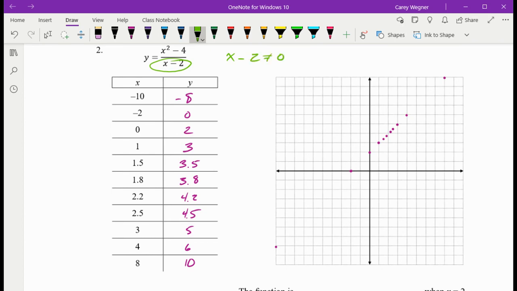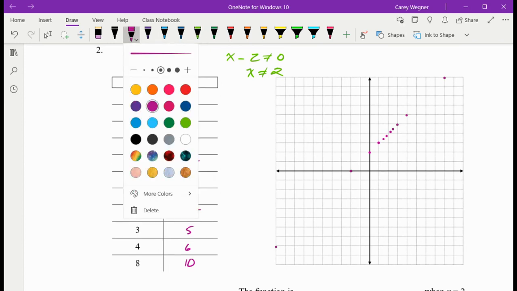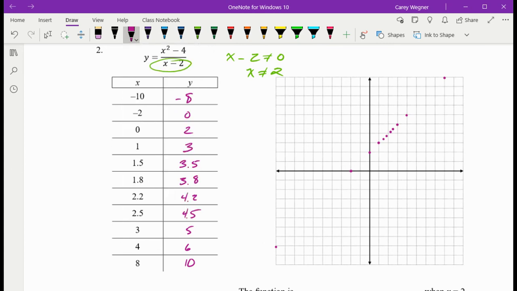So that's going to be a restriction on this function, which means that my x value cannot equal a positive 2. So for this function, where x is 2, we're going to have a hole in the graph. So I'm going to draw it with an open circle here, where x is 2, and where the y value, it looks like it would be 4. And other than that, it looks like it's a line.